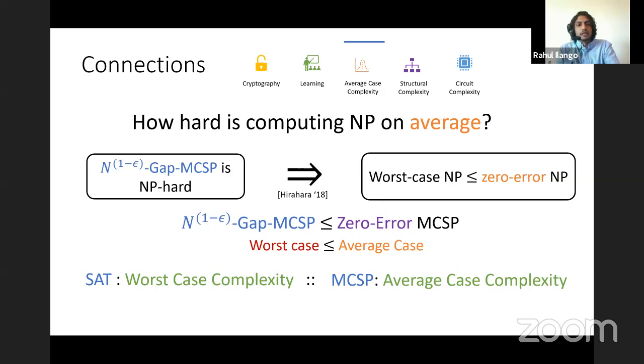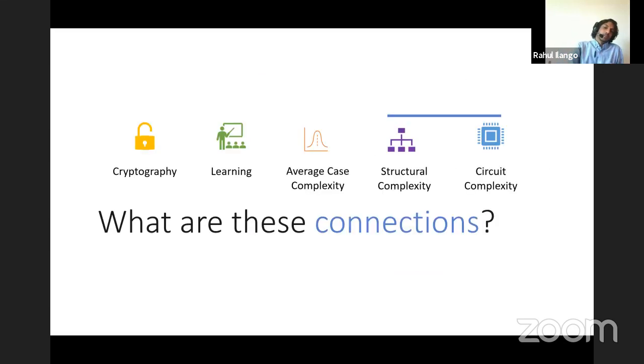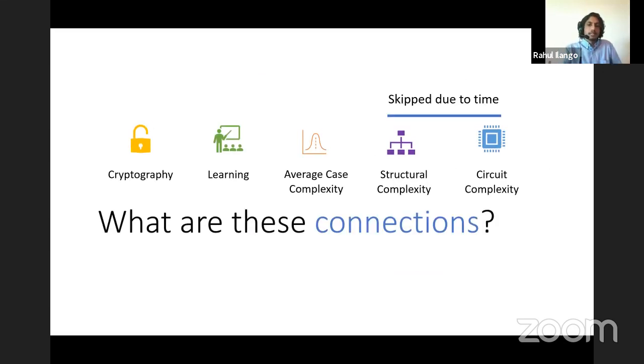All right. So there are also more connections to structural complexity and circuit complexity that are really interesting, but I decided to focus on the others with the time given.